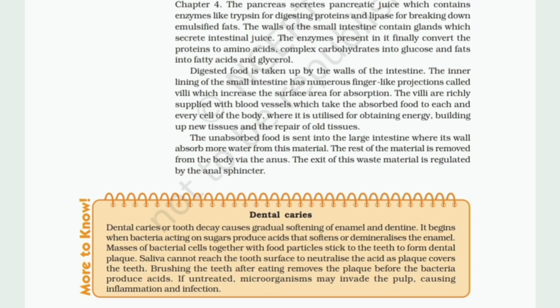More to know. Dental caries. Dental caries or tooth decay causes gradual softening of enamel and dentine. It begins when bacteria acting on sugars produce acids that soften or demineralize the enamel. Masses of bacterial cells together with food particles stick to the teeth to form dental plaque.